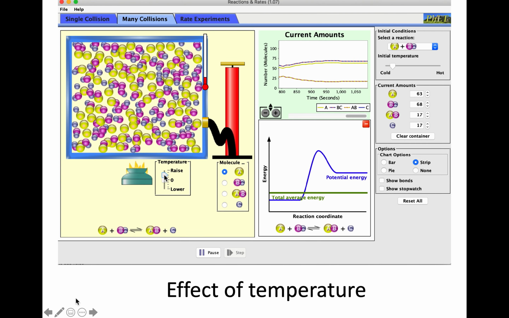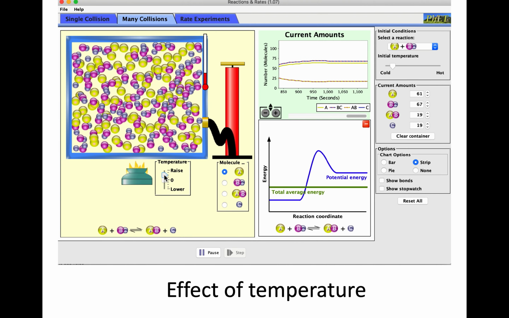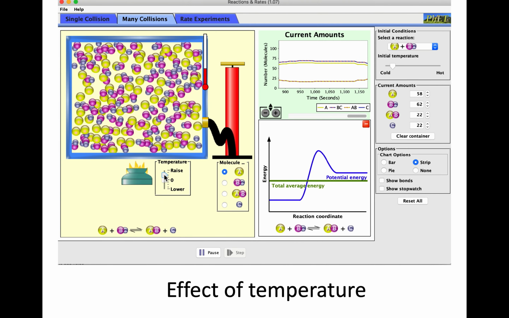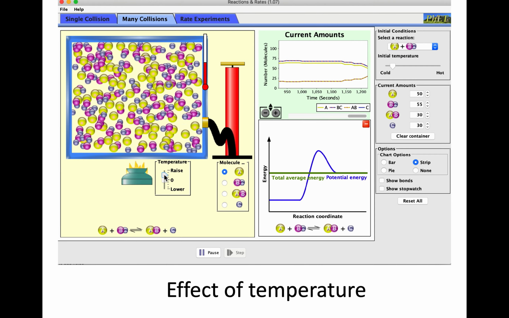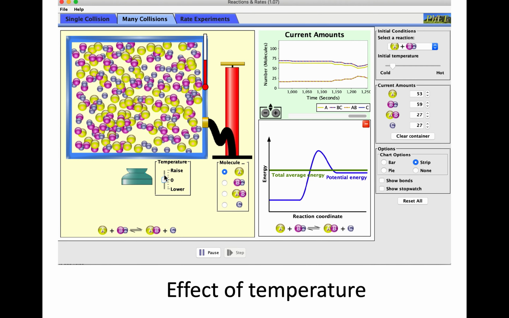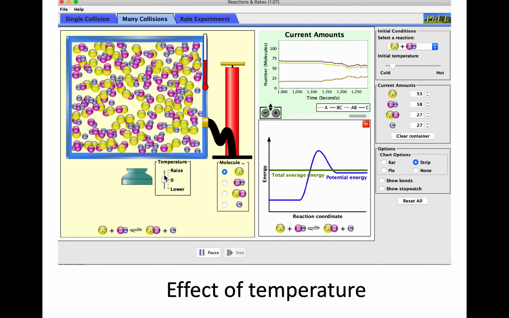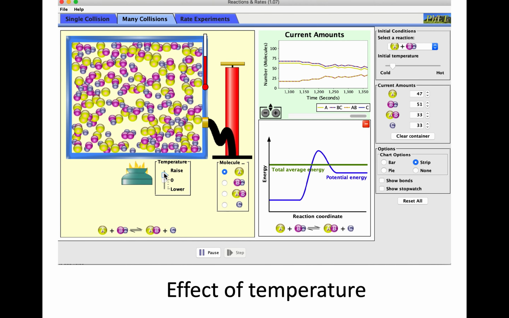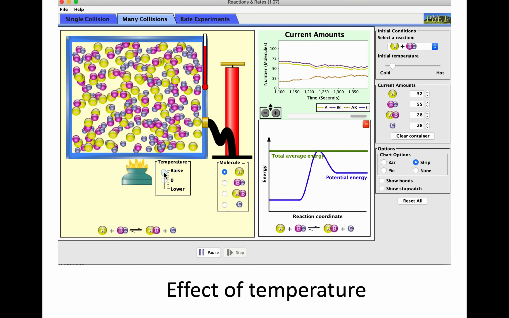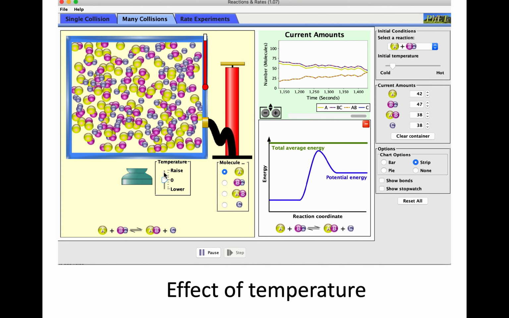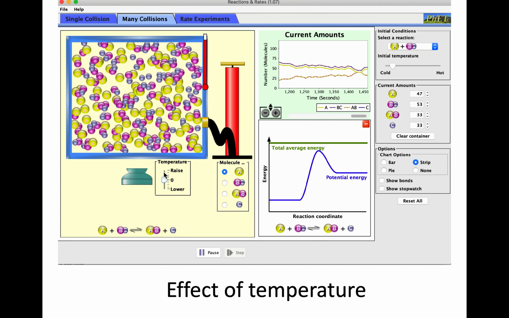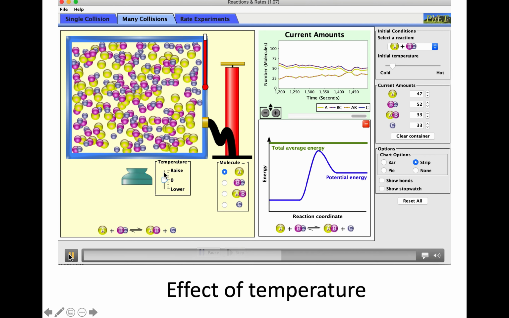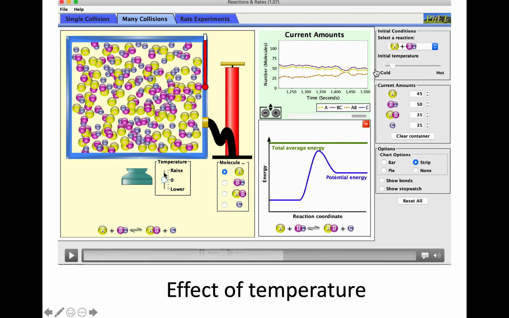Now we can raise the temperature as well. If we're looking at the relative amounts, they're definitely changing. Let's keep raising it. Okay, now we're well above the energy of activation. And notice how the relative amounts have come really close to each other.